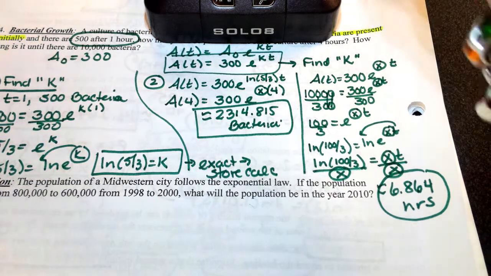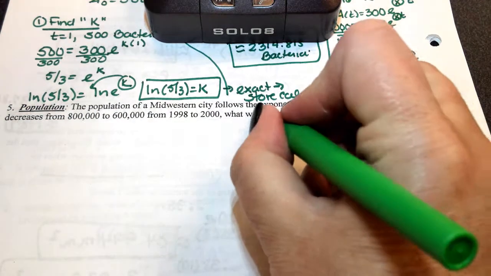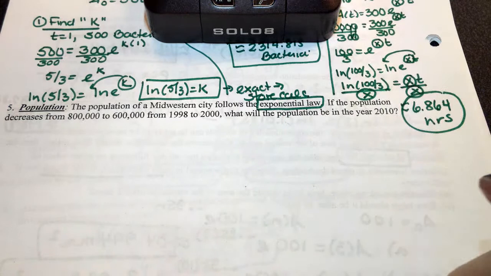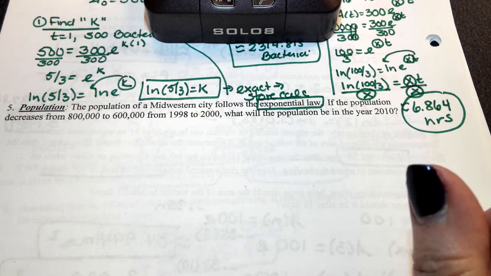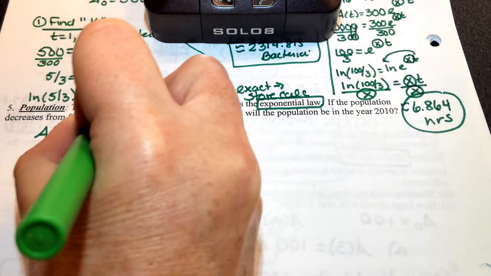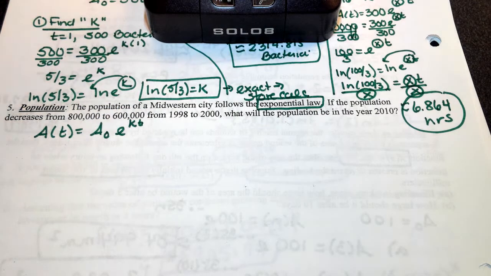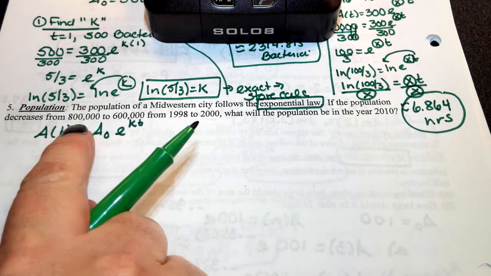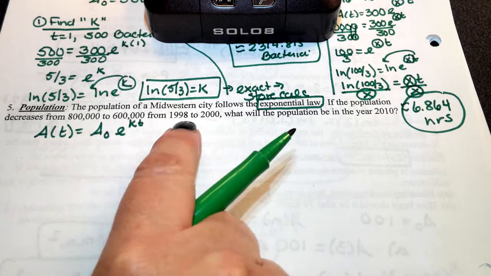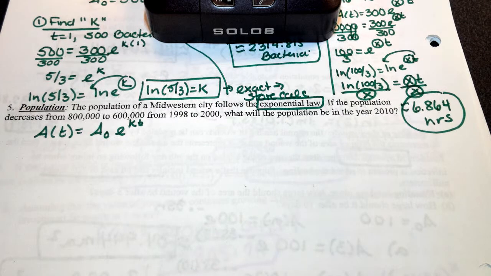The last example. The population of a Midwestern city follows exponential law. So again, that's another phrase that this is going to be an exponential growth or decay. So I know I'm going to be using this formula A of T is equal to A sub 0 times E raised to the KT. If the population decreases from 800,000 to 600,000, from 1998 to 2000, what will the population be in the year 2010?